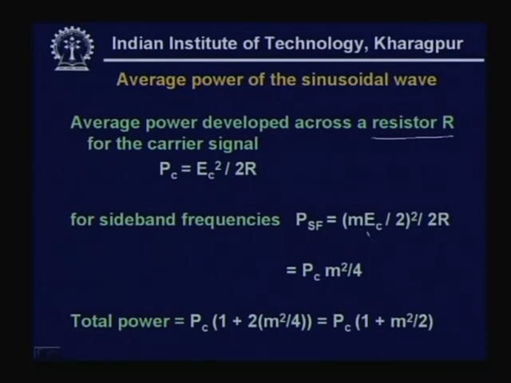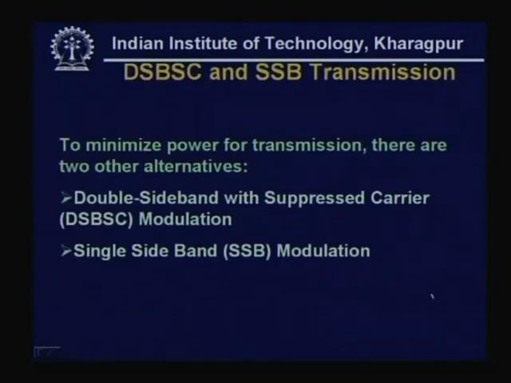So, here it is Pc into m square by 4. Since there will be two side bands, to calculate the total average power you have to add the power required for transmission of the carrier and also the power required for transmission of the 2 side bands. If you add up, you get the total power required for transmission, that is equal to Pc into 1 plus m square by 2. That is the total power required for transmission.